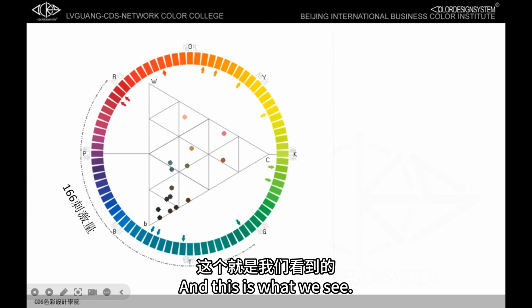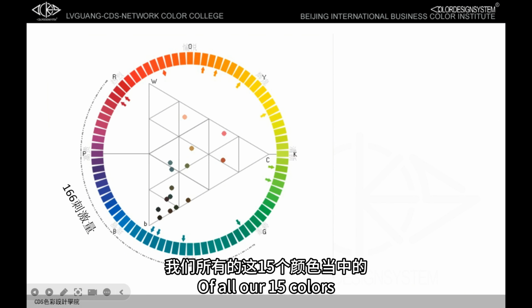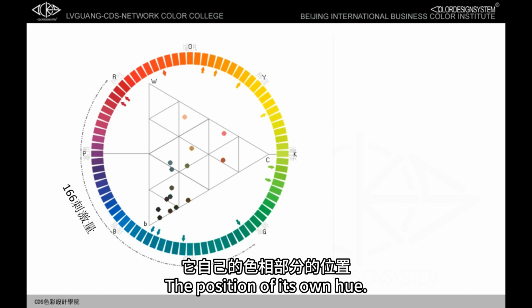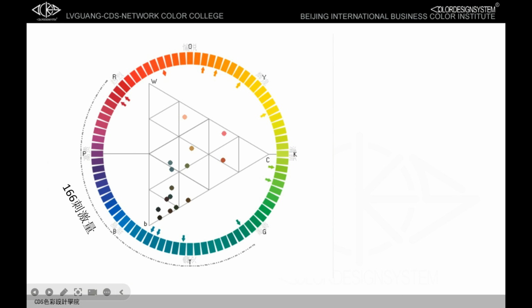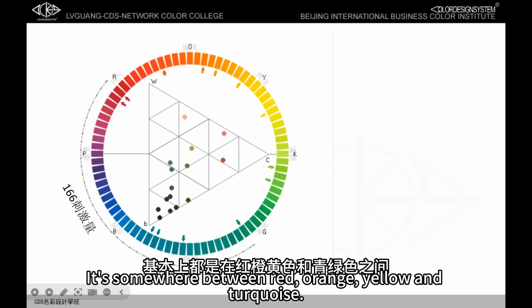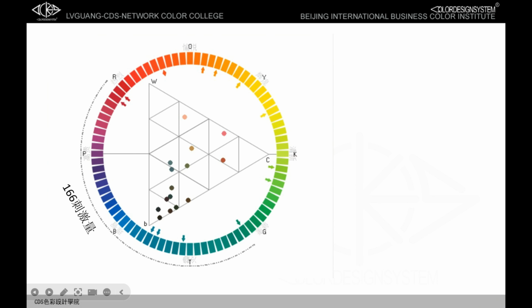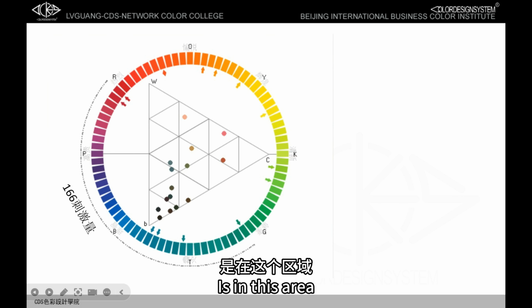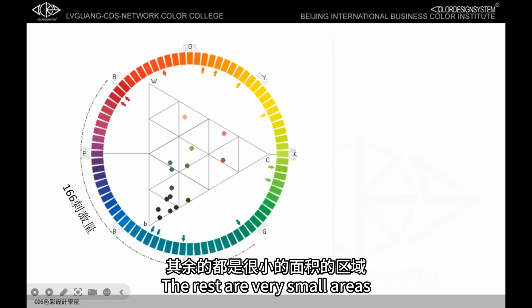And this is what we see. Of all our 15 colors, the position of its own hue. But you look like these hue. It's somewhere between red, orange, yellow, and turquoise. But actually, the main color characteristics of these two colors is in this area. Still in this area. The rest are very small areas.